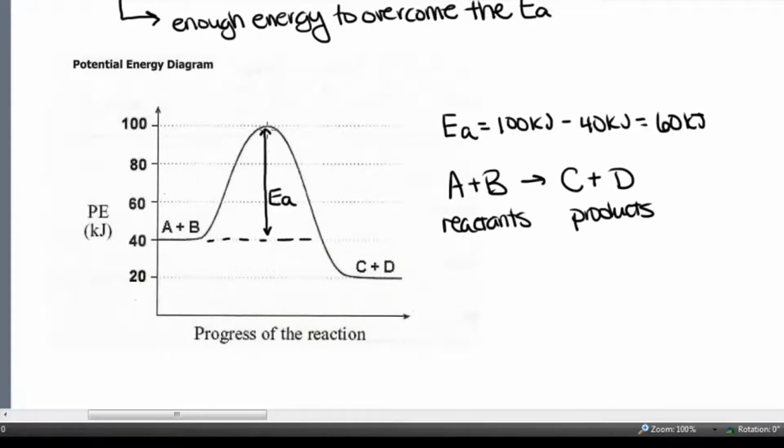The top of this peak is where the collision occurs. This is what we call the transition state. This is where the collision of the reactant molecules occurs, where those reactant bonds break, and where the product bonds begin to form.